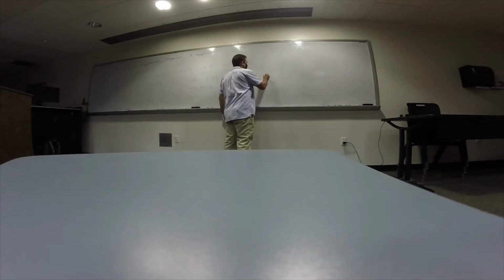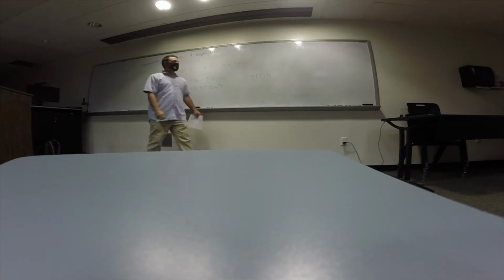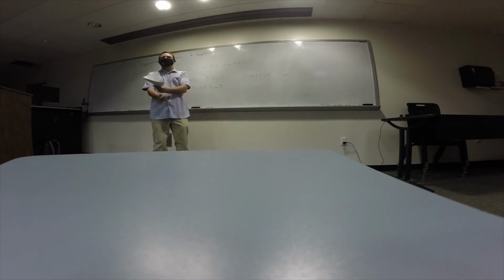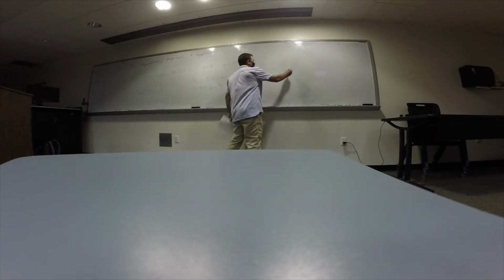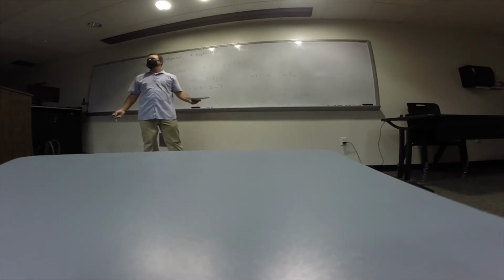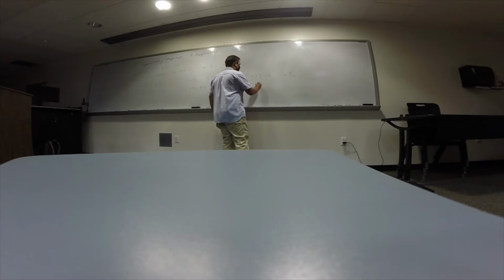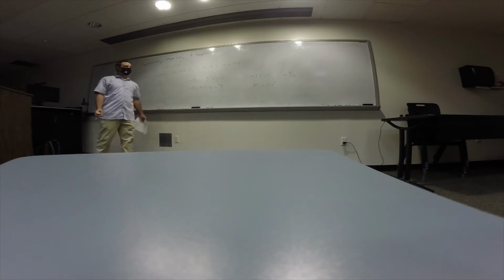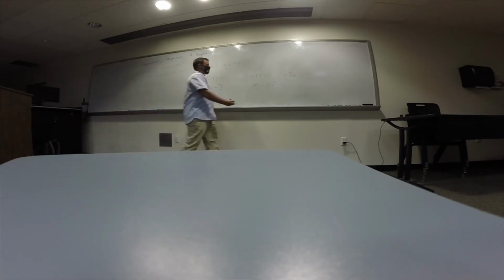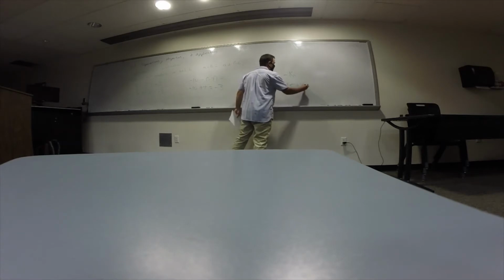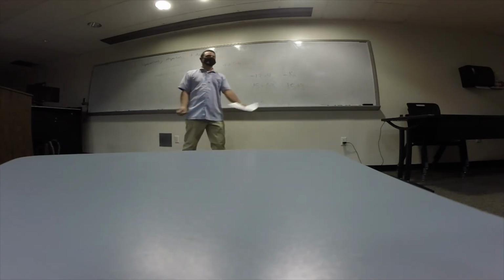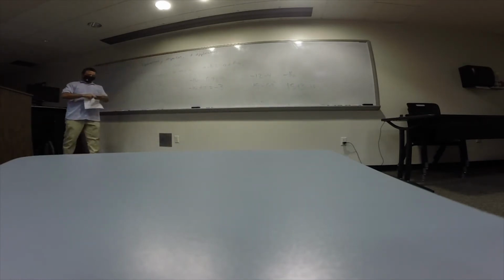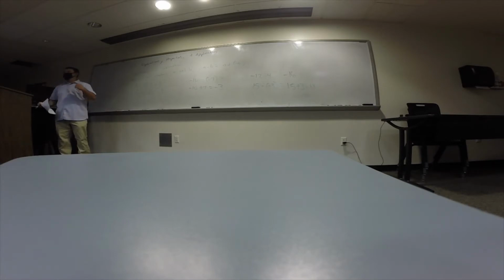-12 minus 4. They've got the same sign, so I'm going to add them. 12 plus 4 is 16, so the answer is -16. Next, 15 minus -3. Minus a negative turns it into a positive. 15 plus 3 is 18. Everybody okay with addition and subtraction? Hope so.